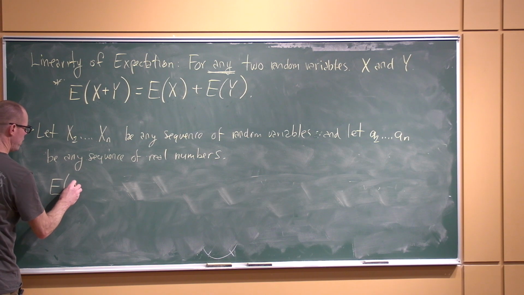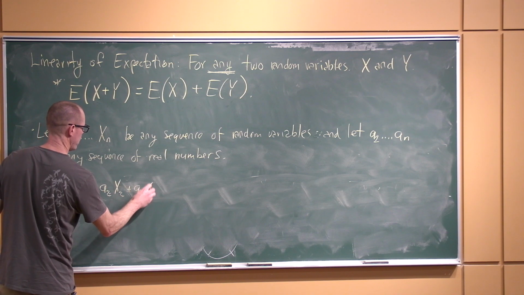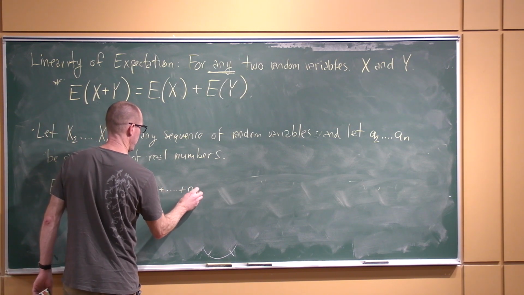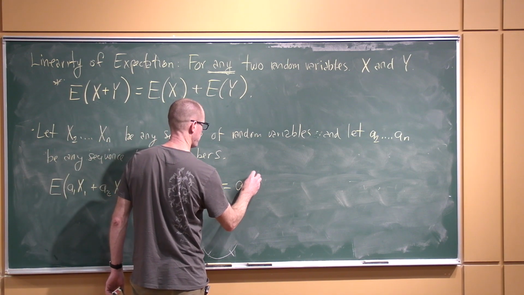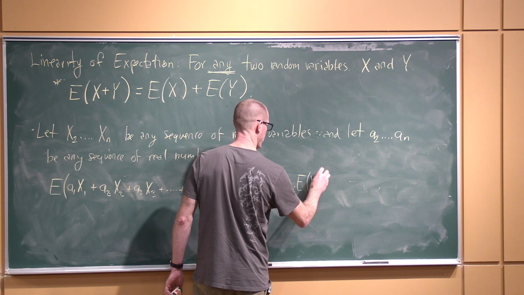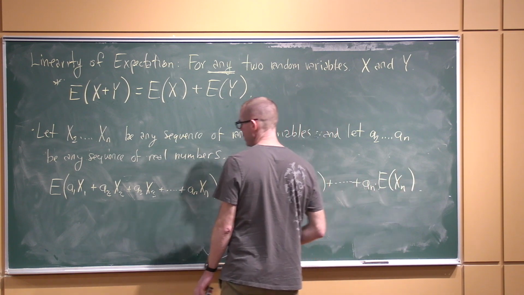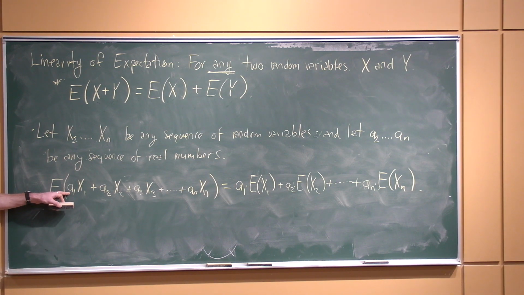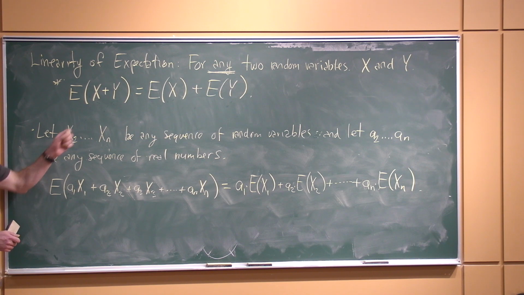Then the expected value of a1 X1 plus a2 X2 plus a3 X3 all the way up to an Xn is just equal to a1 times the expected value of X1 plus a2 times the expected value of X2, and so on, all the way up to an times the expected value of Xn. We'll hardly ever use these a's here. Usually these a's will just be 1s, but know that you can put them there if you want. And up here, this is the special case where a1 is equal to 1, a2 is equal to 1, and this is X1, this is X2.